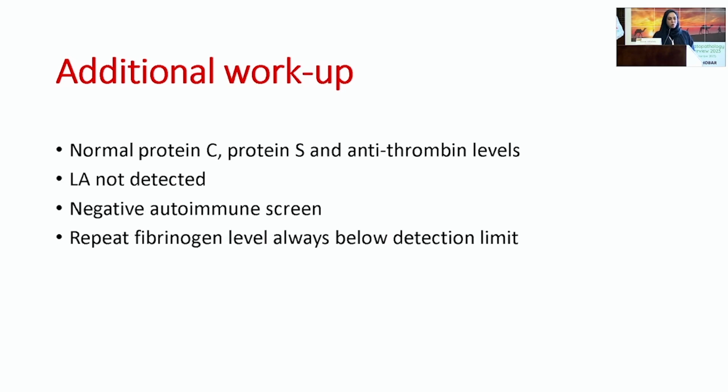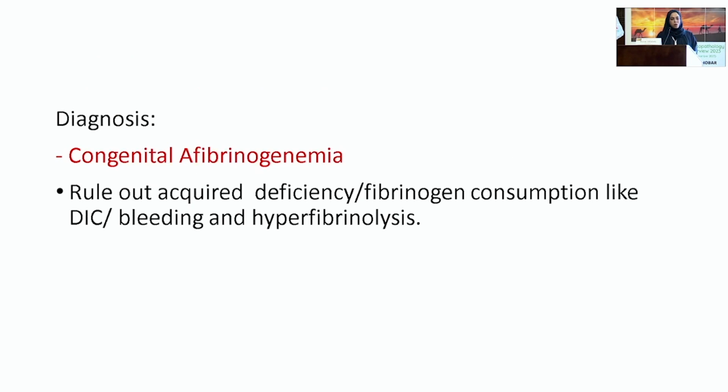Thrombophilia workup showed normal protein C, S, and antithrombin levels. Lupus anticoagulant was not detected. Negative autoimmune screen. Repeat fibrinogen, as I said, always below detection limit. So the diagnosis is congenital afibrinogenemia. It is a 1 in a million diagnosis, very rare.